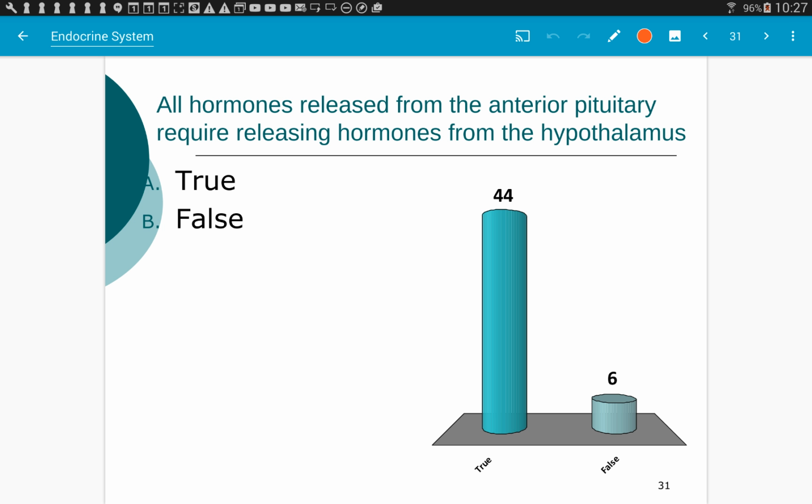So this is just a question. All hormones released from the anterior pituitary require releasing hormones from the hypothalamus. True, false? Yeah, it is true. I don't know if you remember, there's 9 hormones that are produced from the anterior pituitary. They are all considered tropins, or tropic hormones, and they all require a releasing hormone from the hypothalamus.